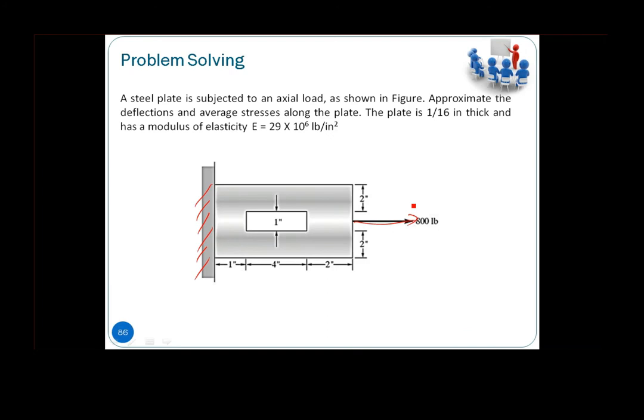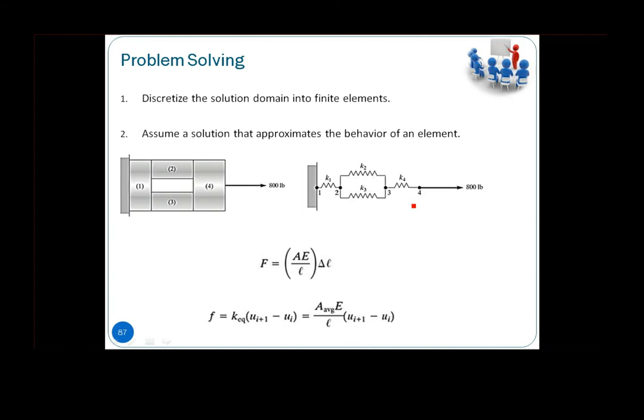If you go back to the basic computational steps of FEA, here we discretize the solution, if we do it manually. First you have to discretize the solution into finite elements. For this problem, we discretize into 4 elements: 1, 2, 3, and 4 here, right? So we have to assume a solution.